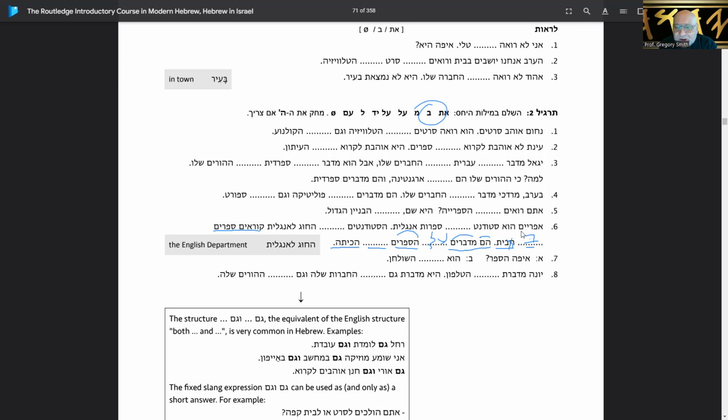Okay, so let's take a look at our answer keys. Now look at this right here, the English department. Hahug la Anglit, English department. It looks like they gave that to us. This is number 6. It's a nice long one, isn't it?